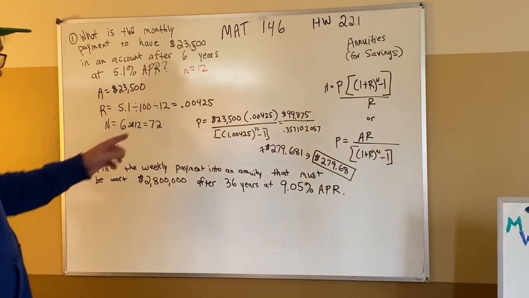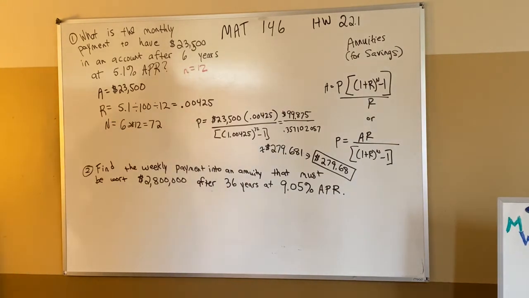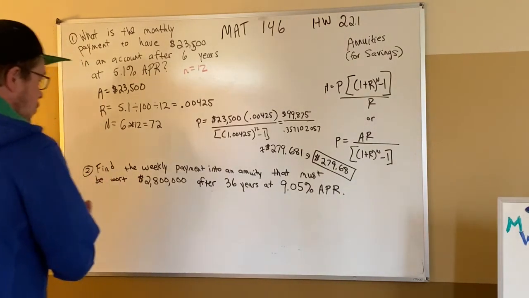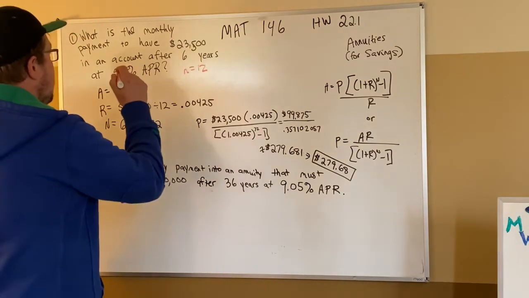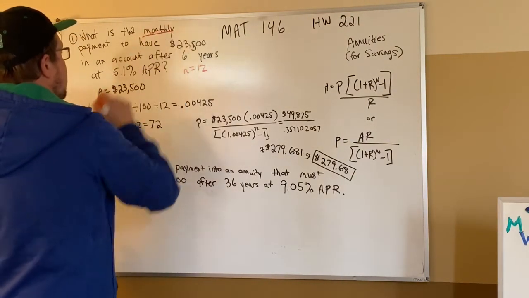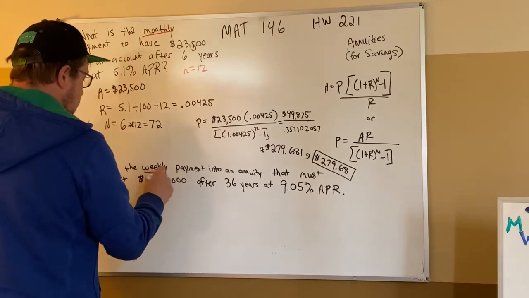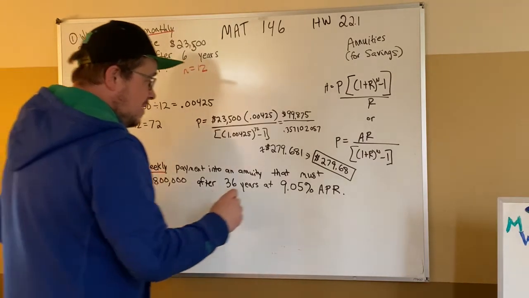And in that case, we had the good fortune of having 0.00425 landing in our position for the periodic rate. Now we're going to do a similar problem, but the periodic rate is going to need me to stretch out the use of my calculator. So here we have one where we're going weekly. Find the weekly payment. See, up here we had a monthly payment into an annuity. Here we have a weekly payment. So that means n is equal to 52.